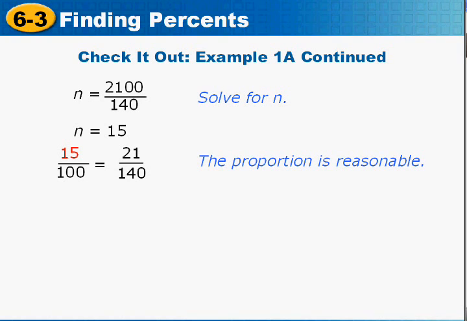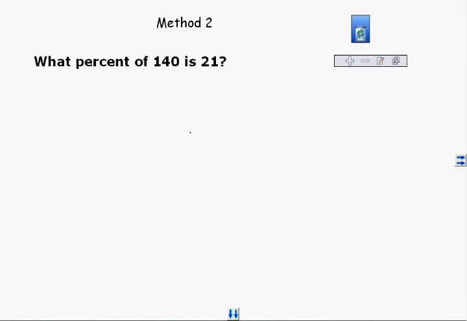So this is a reasonable proportion because we're not over 100. We know 21 isn't half of 140, so it's less than 50%. Those are the kind of things you're looking for when you're deciding if it's reasonable. All right, the second method is to change just directly to an equation.